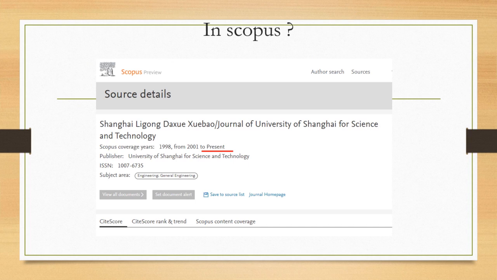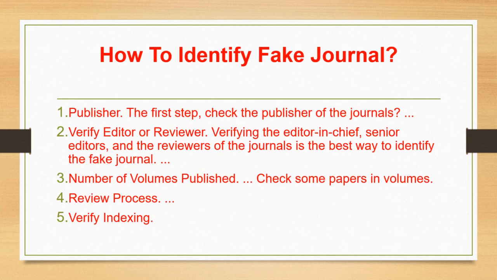Now if I search in Scopus, we have the same journal, the same name, and we could see that the Scopus coverage is still present, 2001 to present, with the same ISSN number. Now we'll see the steps to identify a fake journal.